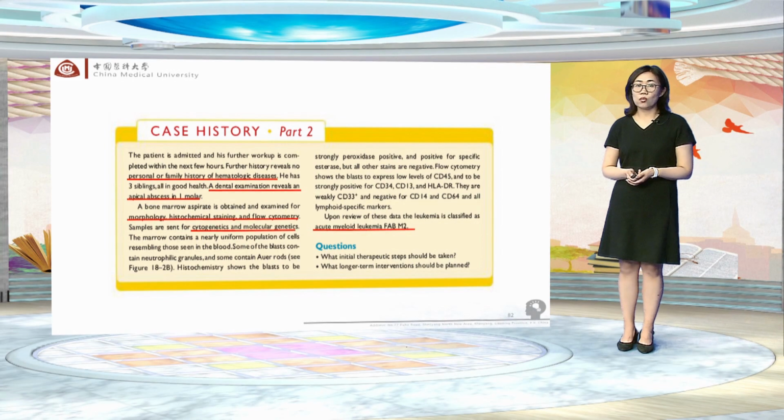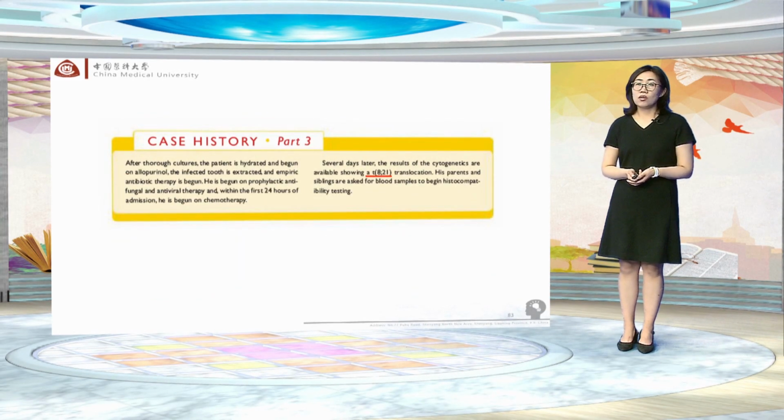So, what initial therapeutic steps should be taken? What long-term interventions should be planned? After all the examinations, as the WBC is high, the patient is hydrated and started on allopurinol. The infected tooth is extracted, and empirical antibiotic therapy is begun. He is started on prophylactic antifungal and antiviral therapy, and within the first 24 hours of admission, he begins chemotherapy.